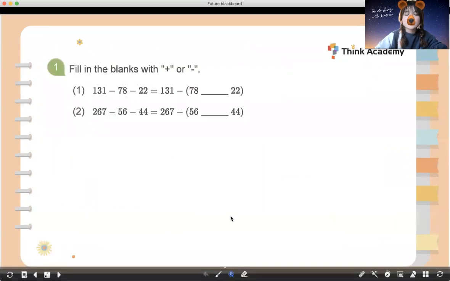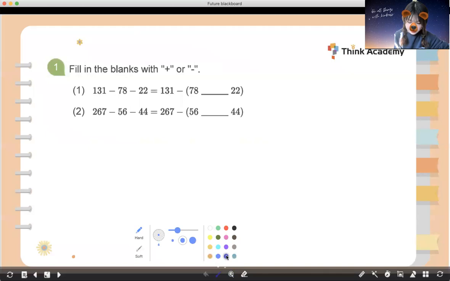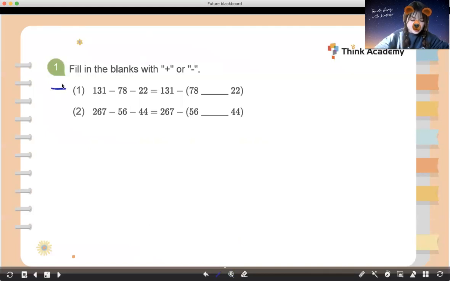So the first question, we want to fill in the blanks with either plus or minus to make the equation both sides equal to each other. So let's observe a little bit closer to what we have here. The first question, we have 131 minus 78 minus 22 equals 131 minus, well, the thing is actually what we call the parentheses. So parentheses 78 and 22. So what sign should we fill in?